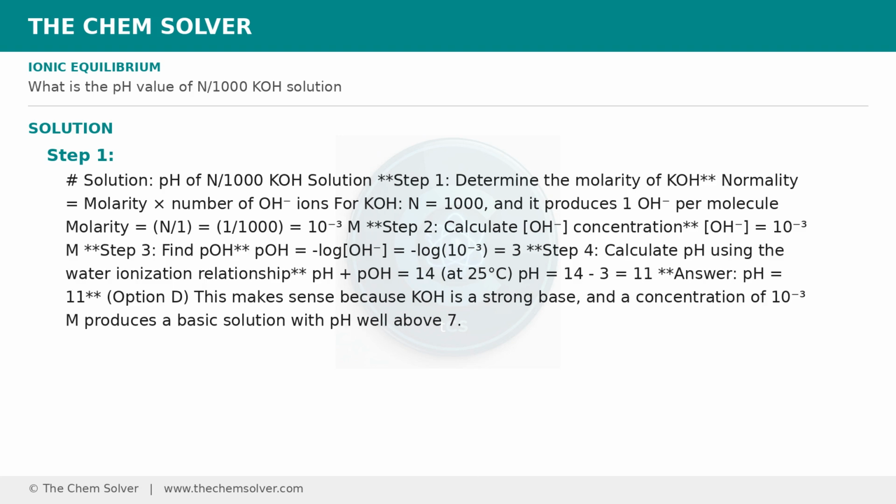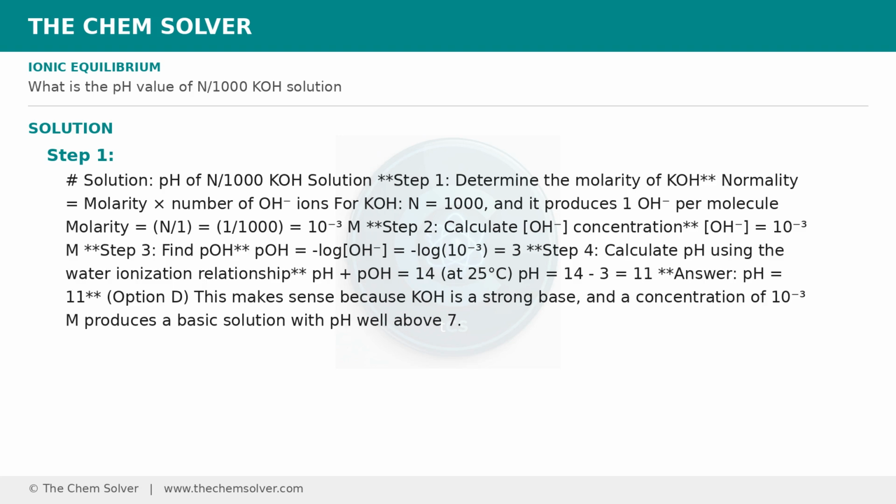Step 2. Calculate the OH⁻ concentration. OH⁻ equals 10⁻³ M. Step 3. Find pOH. pOH equals negative log of OH⁻, which equals negative log of 10⁻³, which equals 3.